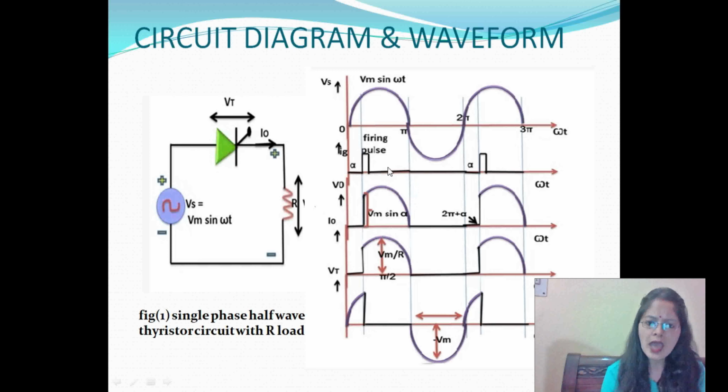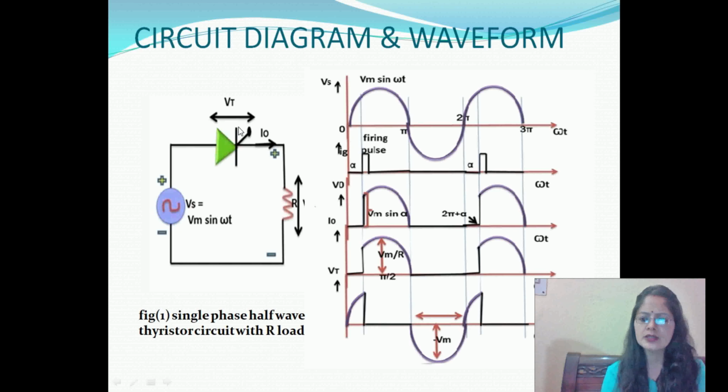And from alpha to pi, in this interval, at this time the thyristor is triggered, and from alpha to pi the thyristor is in forward conduction mode.